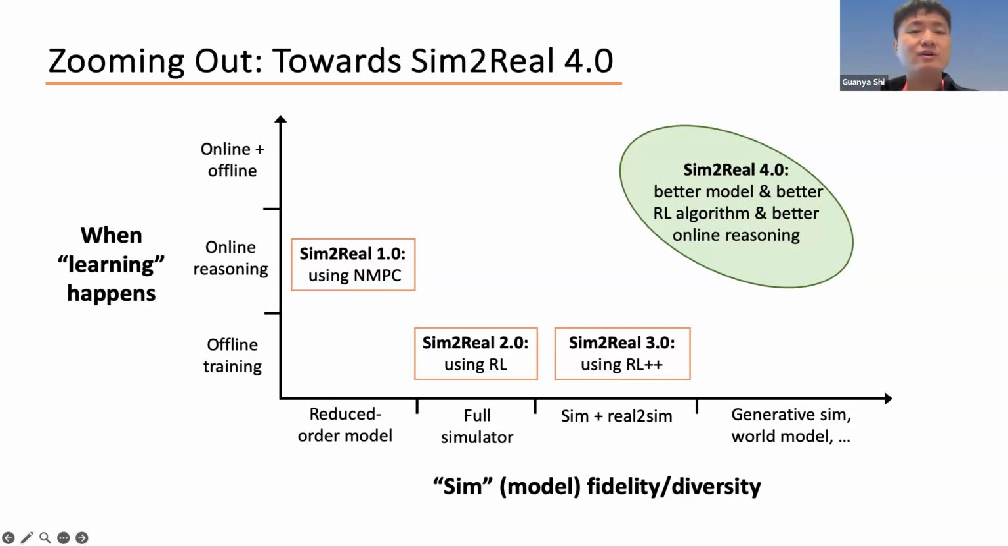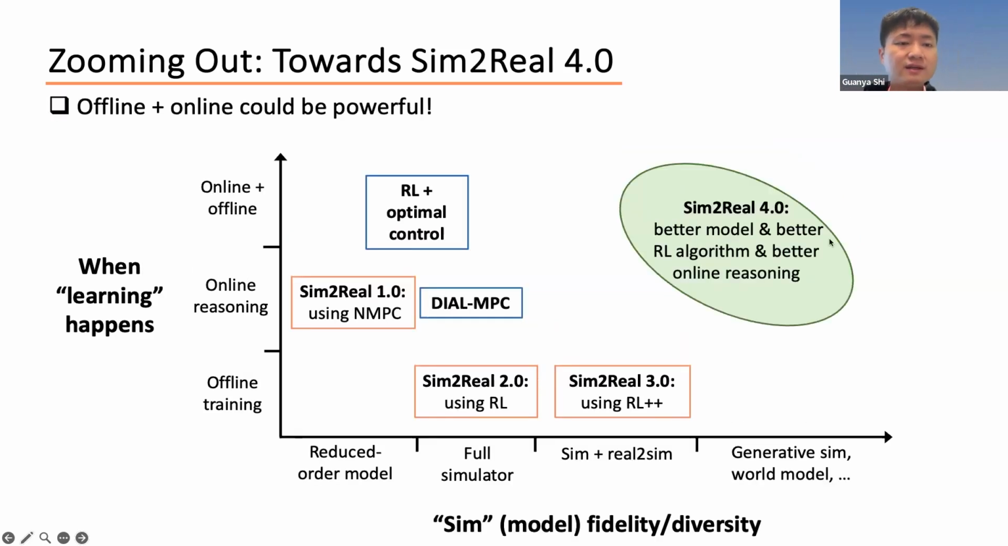In Sim2Real 1.0, we used nonlinear MPC on a reduced order model for pure online reasoning. In Sim2Real 2.0, we used reinforcement learning for offline training. And in Sim2Real 3.0, we used structured RL with augmented simulations. So what I propose is we should go towards Sim2Real 4.0, meaning that we have better models, better reinforcement learning algorithms, definitely beyond PPO, and better online reasoning. I really think combining offline and online could be very powerful.